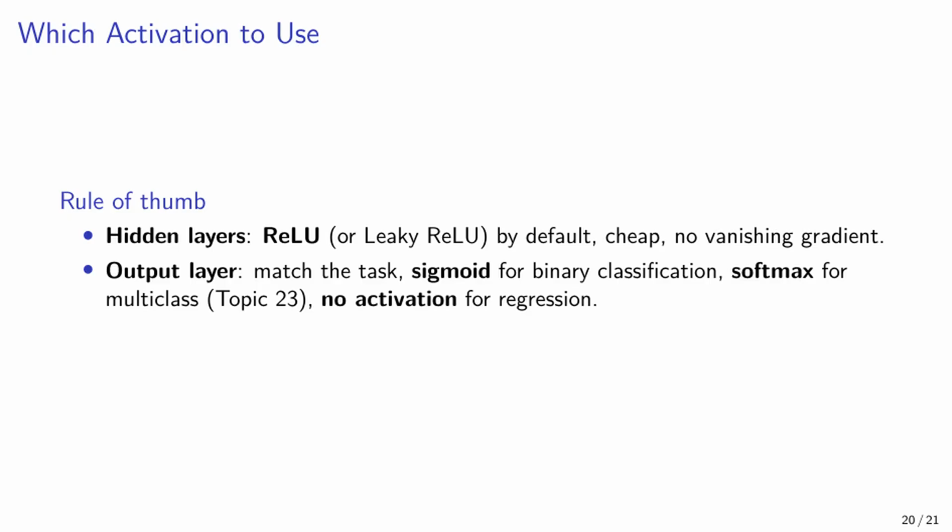A simple rule of thumb covers most cases. For hidden layers, use ReLU or leaky ReLU by default, cheap and no vanishing gradient. For the output layer, match the task. Sigmoid for binary classification, softmax for multi-class from topic 23, and no activation at all for regression, when you just want a raw number.